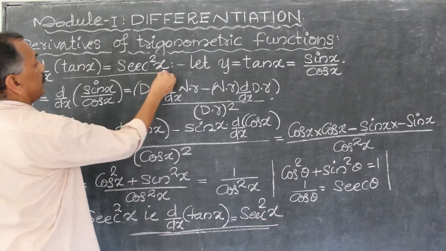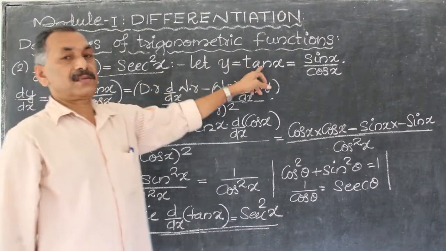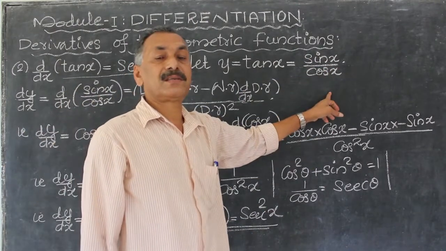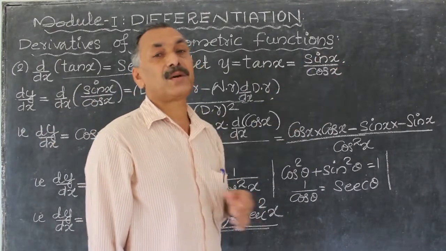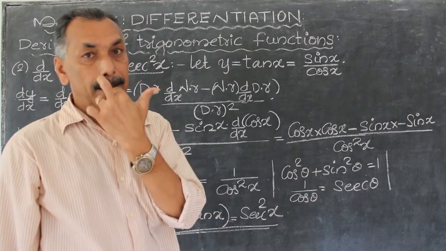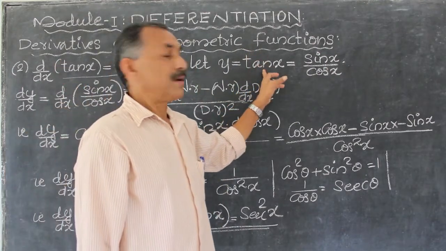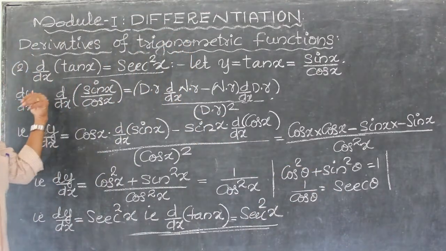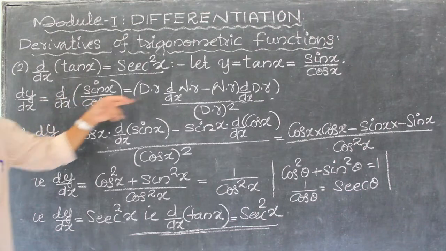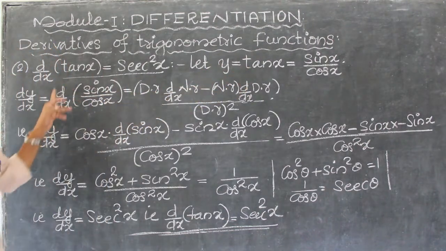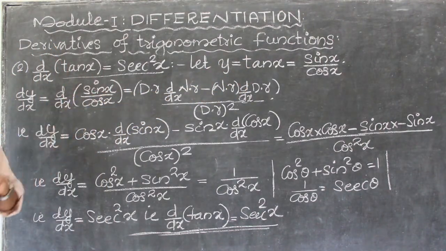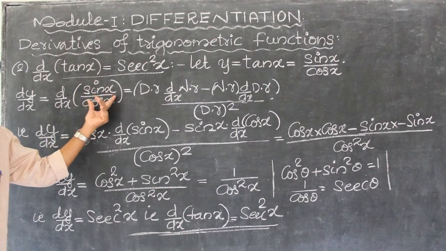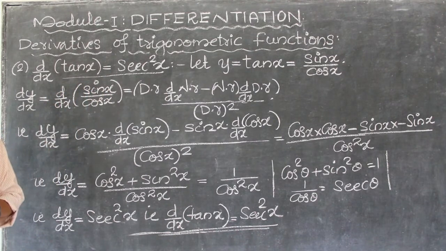Let y is equal to tan x. What do we mean by tan x? Tan theta is equal to sin theta by cos theta, or tan x is equal to sin x divided by cos x. Therefore the derivative dy by dx, where y means tan x, is d divided by dx of tan x, that is sin x by cos x.